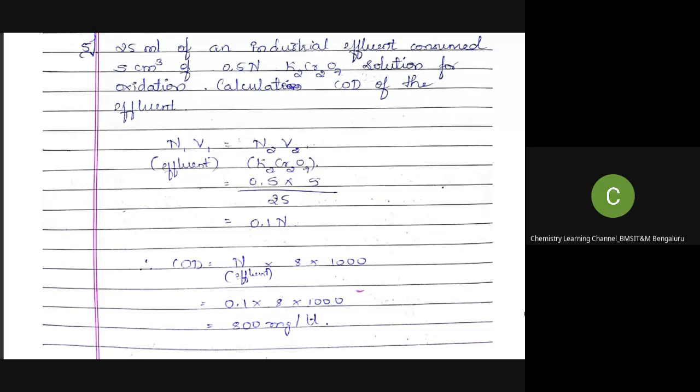Okay, so did you all understand how to calculate COD? Yes, ma'am. If this kind of numericals are asked, use the normality equation and do the COD calculation. If burette readings are given, then use the actual COD formula: B minus A into normality into 8000 divided by volume. Okay.